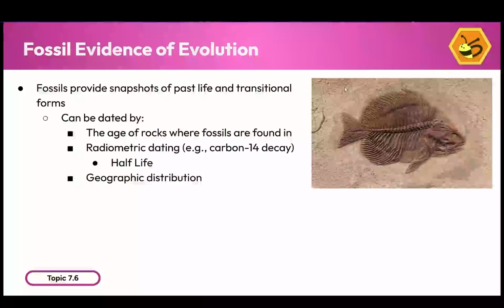We can date these fossils using relative dating and radiometric dating. You won't need to know exactly how radiometric dating works, but it's done using half-life. Basically, by knowing the age of the rock where it's found, you're able to figure out how old the fossil is, and thus how old the species was when it went extinct. It also tells you the geographic distribution of that species.